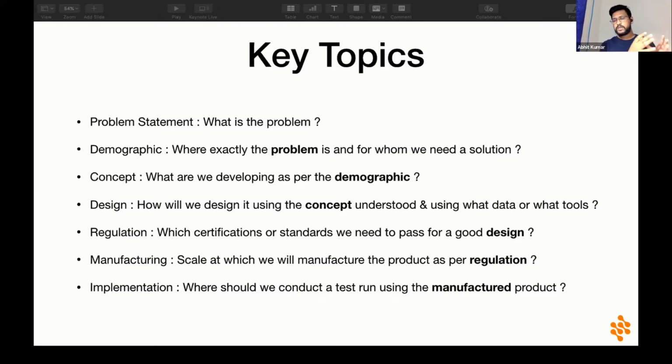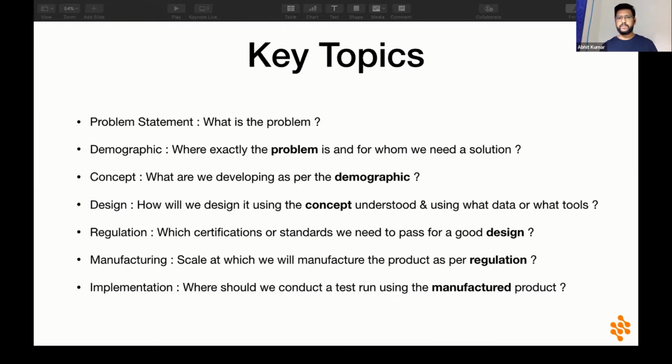Once that problem is there, where exactly the problem is, that is the demographic part of it. Where exactly the problem is and for whom exactly we need the solution. The first product that we started with was prosthetics. The problem was to provide an upper limb prosthetic. That was the first part of our journey in 2016. We identified the demographic, which was basically tier 2 and below users, people who are either farmers or industrial workers who might have lost their arms in some sort of casualty. That was our demographic.